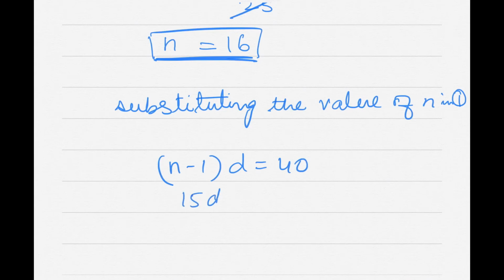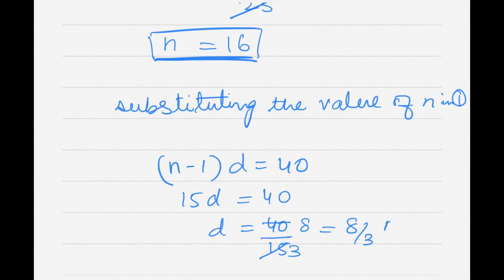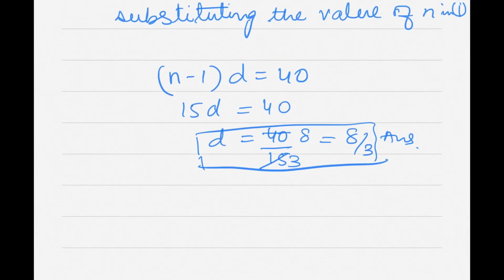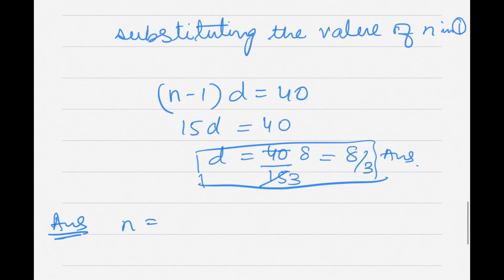So 15d is equal to 40. d is equal to 40 by 15. So 5 3 times and 5 8 times. So 8 by 3 is my d. Okay, I can write down this answer separately also. So answer: n is equal to 16 and d is equal to 8 by 3.